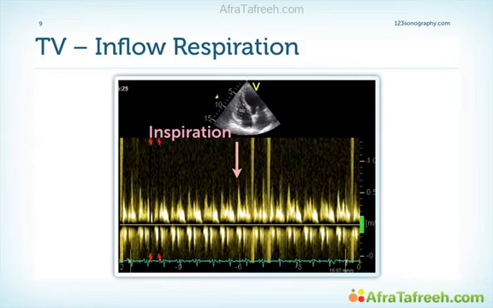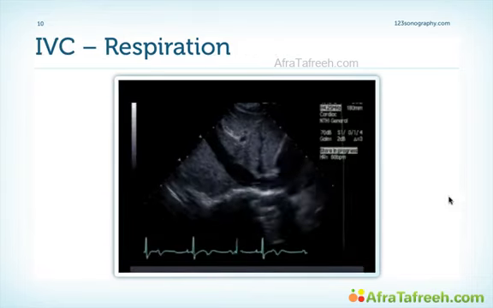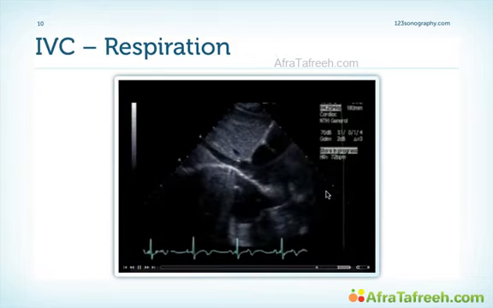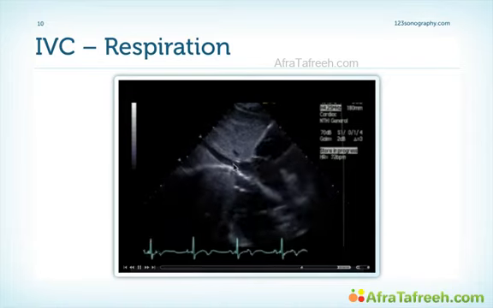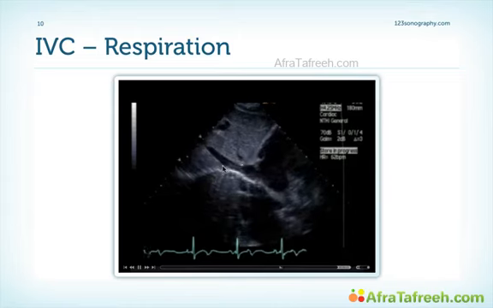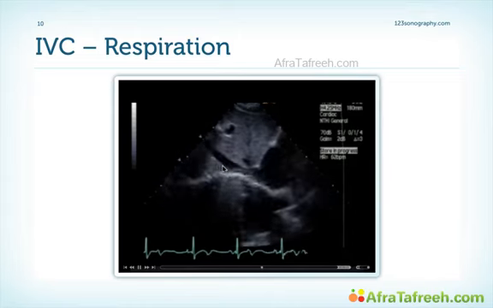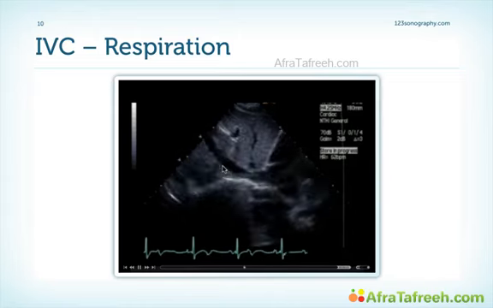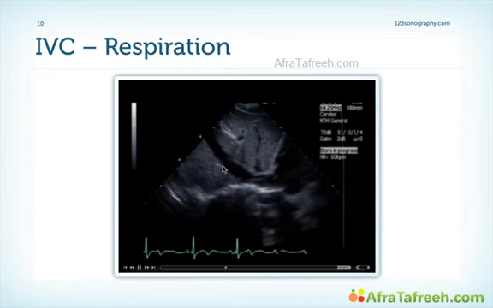Even with echocardiography, there are a number of ways to demonstrate that there is an increase in flow into the right heart during inspiration. For example, if we use a pulsed wave Doppler across the tricuspid valve, we can see that flow increases here during inspiration. And if we observe the inferior vena cava during inspiration, we can see that the size of the inferior vena cava decreases. It can even collapse completely. This is indicative of increased flow during inspiration.